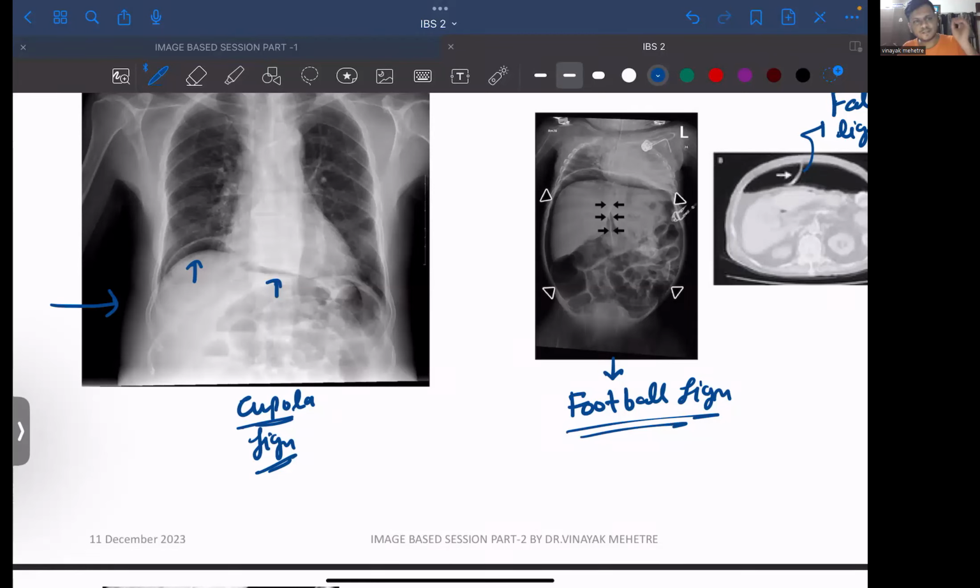If abdominal perforation is written or any sign or any hint of abdominal perforation is there, irrespective of disease, the answer is going to stay exploratory laparotomy. OK, what is the management? Exploratory laparotomy.